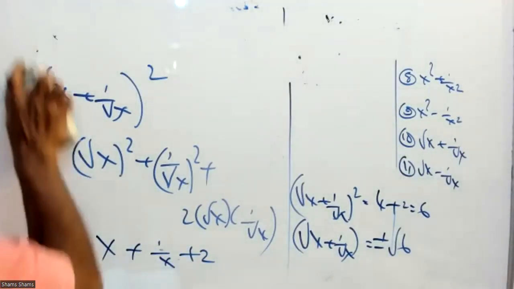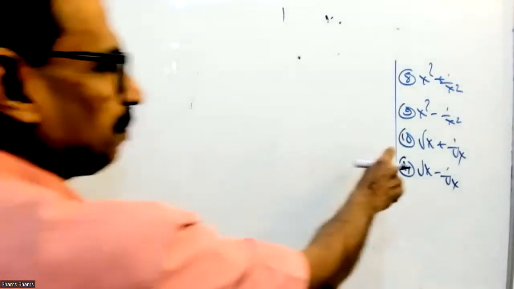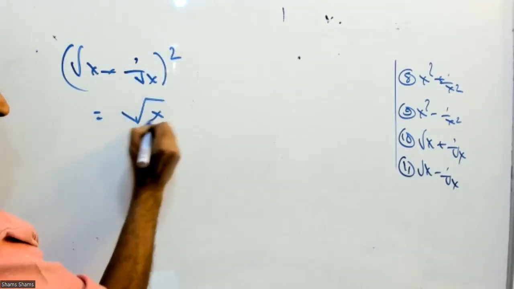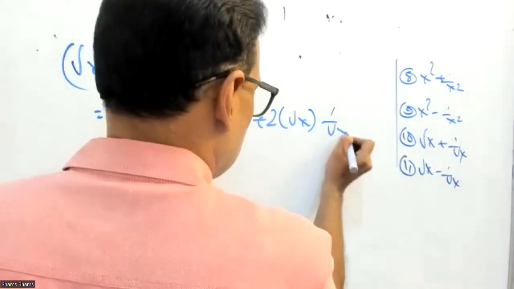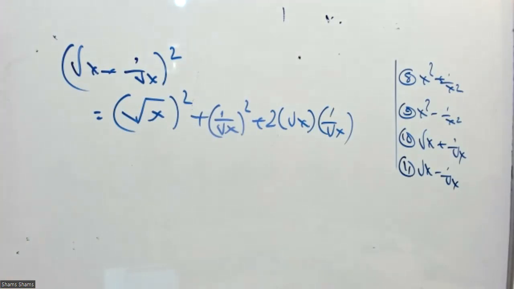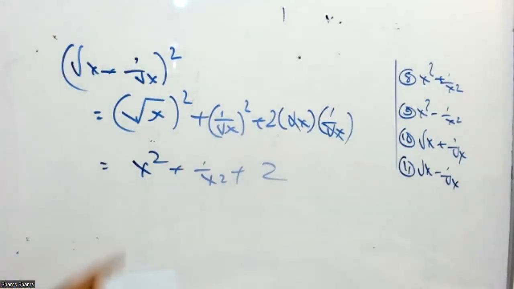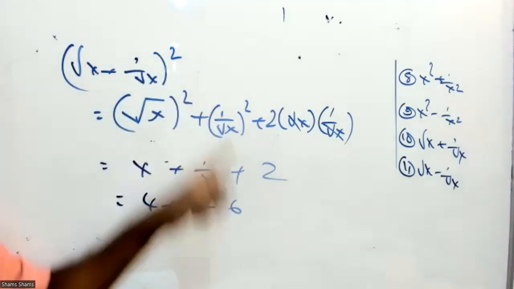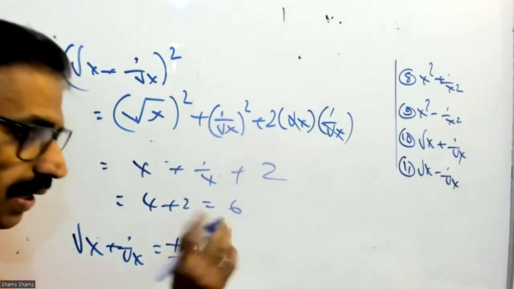Look at here. Hello, everyone, listen here. Once again, look. Don't write. Our requirement is root x plus 1 by root x. I'm just squaring: root x whole square plus 1 by root x whole square plus 2 into root x into 1 by root x. So x plus 1 by x plus 2. X plus 1 by x you know is 4. 4 plus 2 equal to 6. Then root x plus 1 by root x whole square is 6. Therefore, root x plus 1 by root x equal to plus or minus root 6. Clear now?